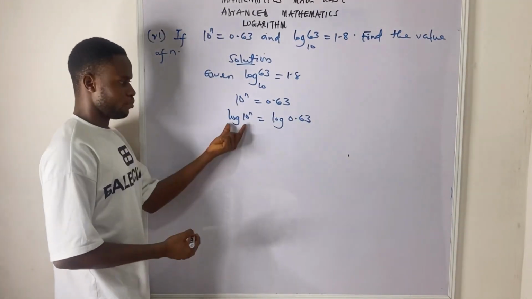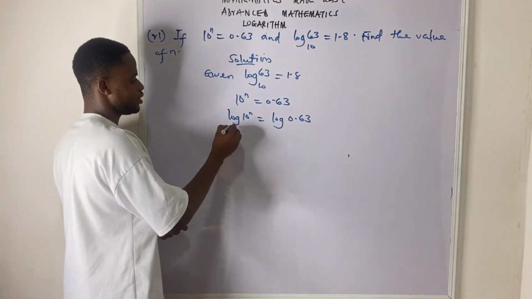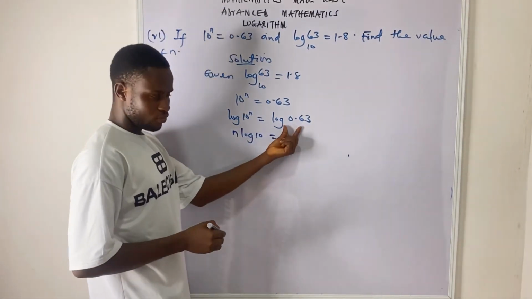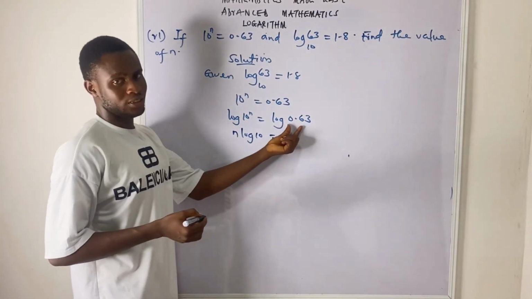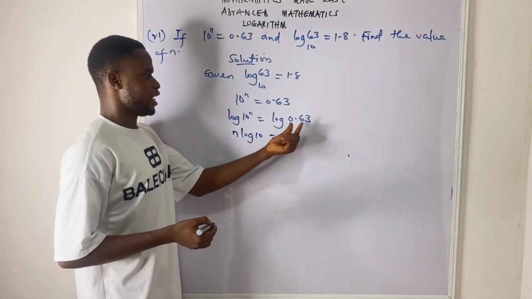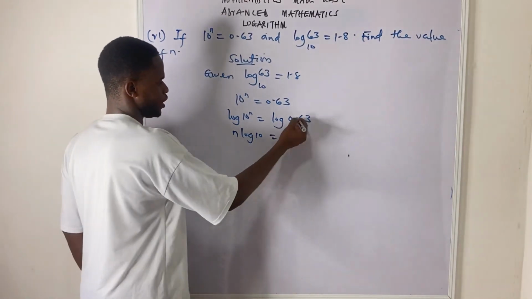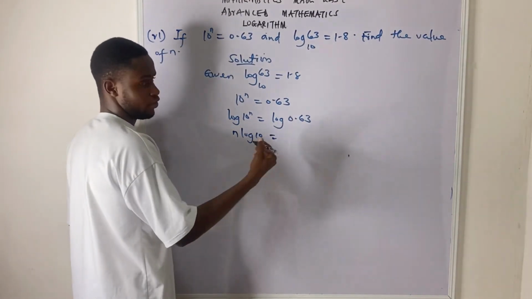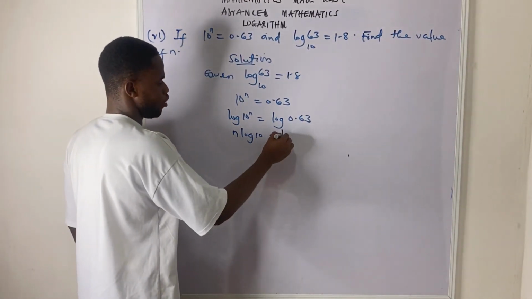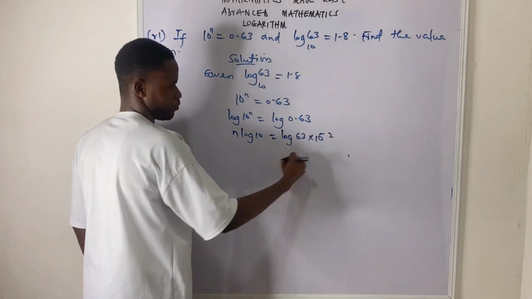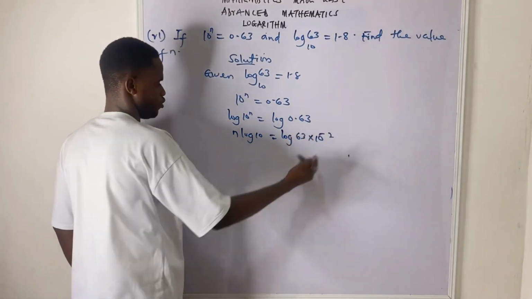And you can see that from the log power rule, the power multiplies the logarithm. So we're having n log 10 base 10 equals, here now, you express this in terms of the given logarithm. The only way you can express this is to change it to a fraction or as a power of 10. As a power of 10, that will be 10 raised to the power minus 2. So we're having log 63 times 10 raised to the power minus 2.